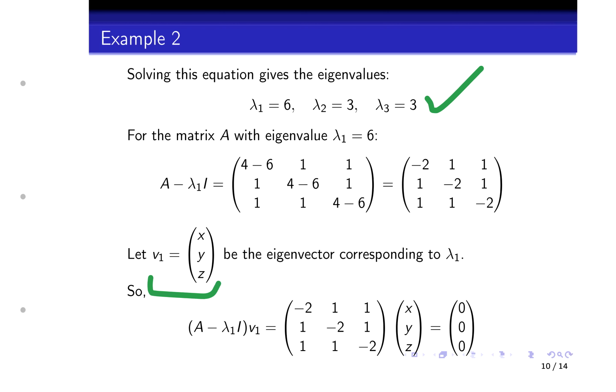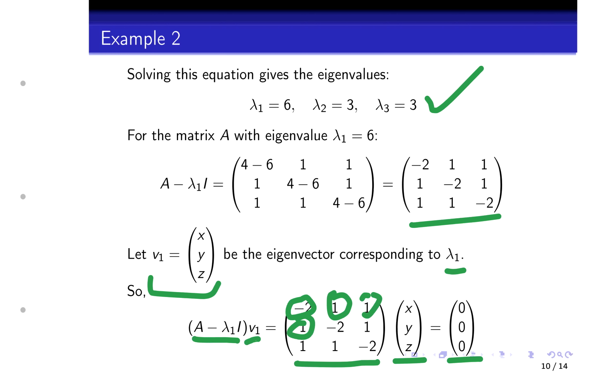So if that is the case, we have A minus lambda 1 I times v1. So this is A minus lambda 1 I, which we got here, and this is v1, and all of that is equal to 0. And of course, you can already see minus 2x plus y plus z, then x minus 2y plus z, then x plus y minus 2z, like that. And that is exactly what we are going to have on the next slide.